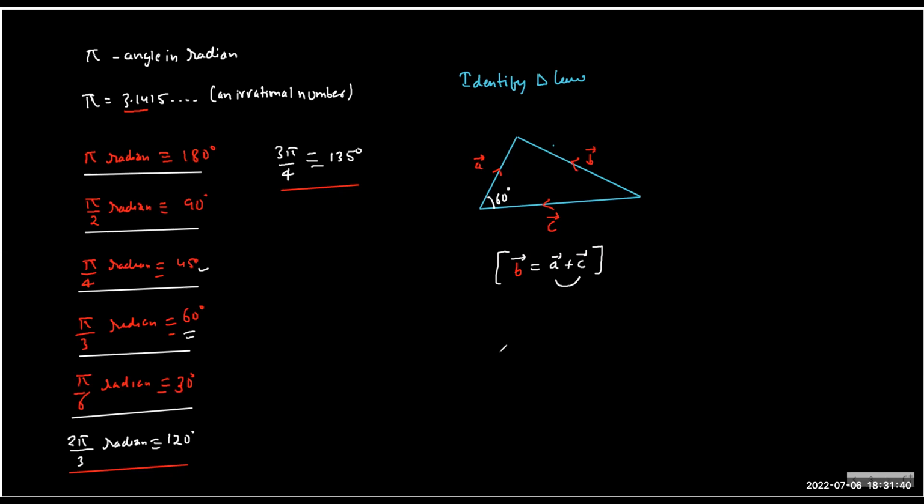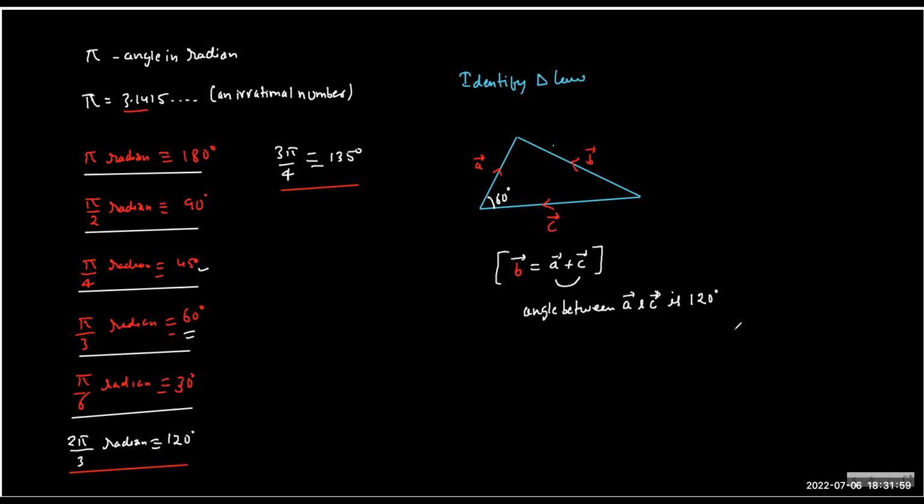What is the angle? 120. Very good. So the angle between the A vector and the C vector is 120 degrees. Is this part clear?